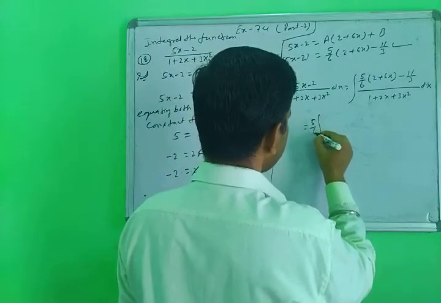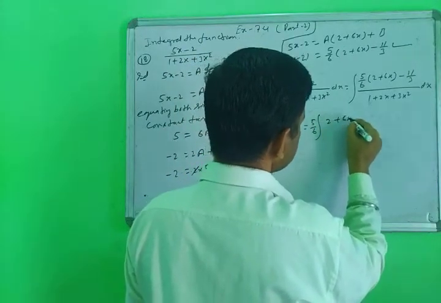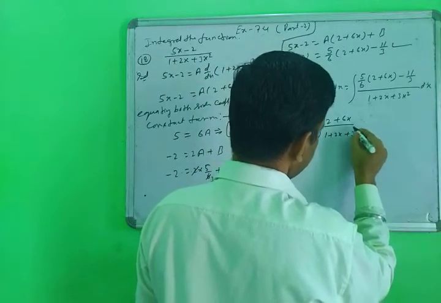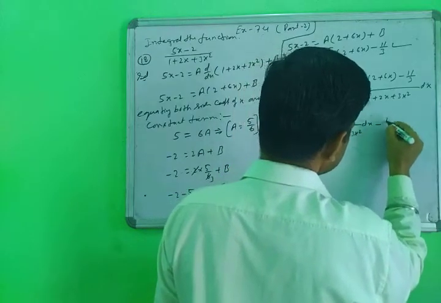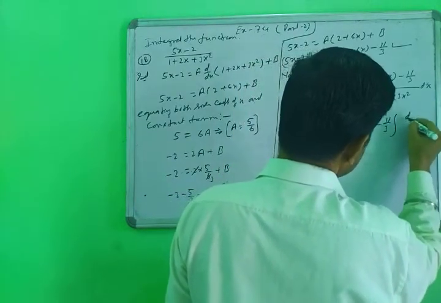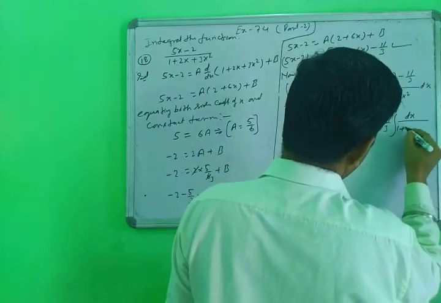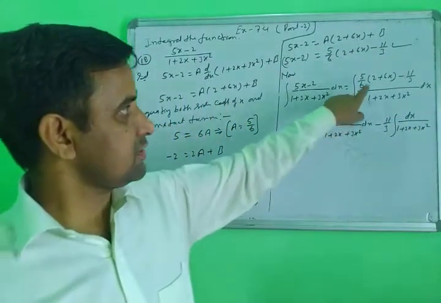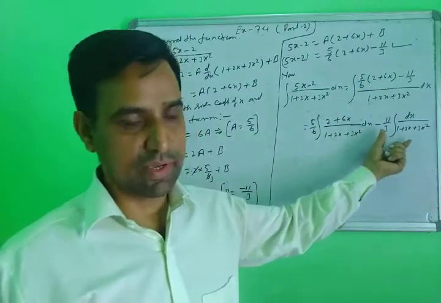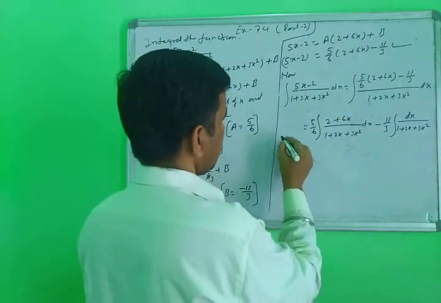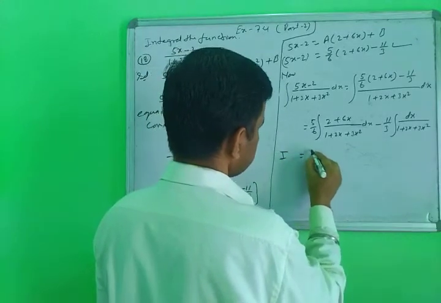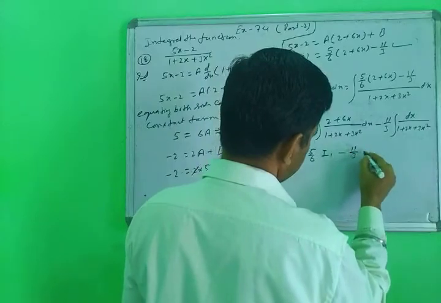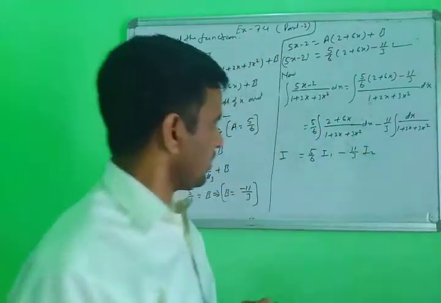5 by 6, (2 + 6x) upon (1 + 2x + 3x²) dx minus 11 by 3 integration of dx upon (1 + 2x + 3x²). Means write these two functions separately. Suppose this is I, meaning 5 by 6 times this is I1, minus 11 upon 3 times this is I2.